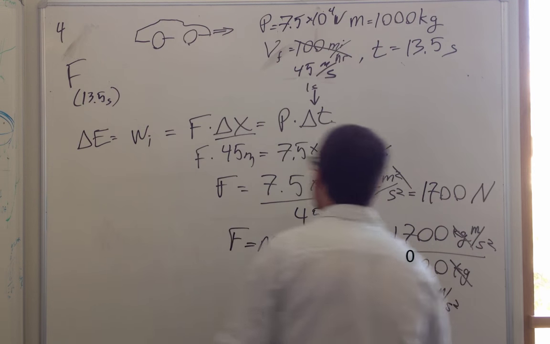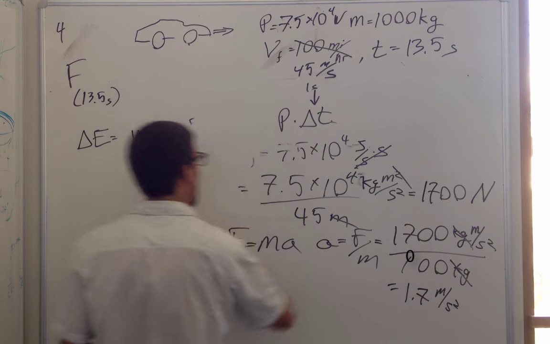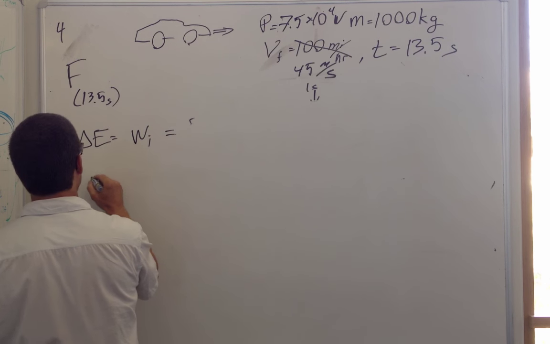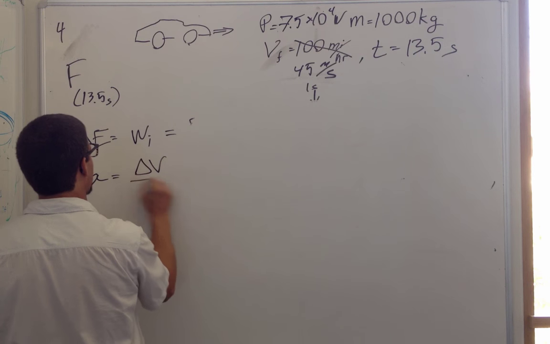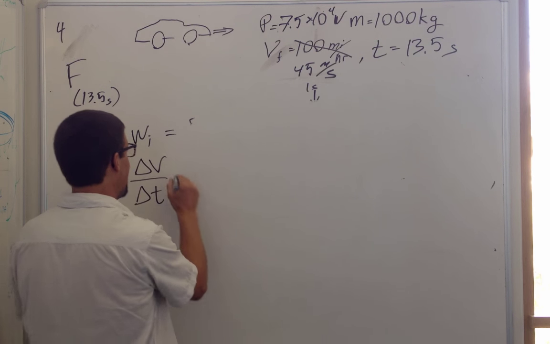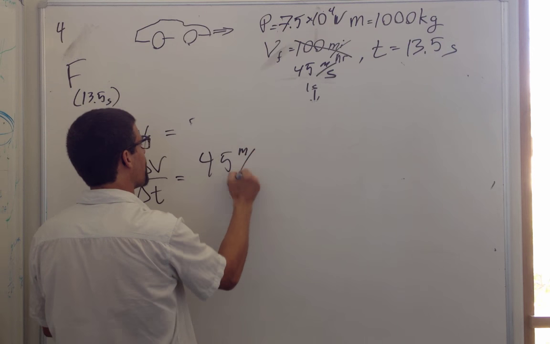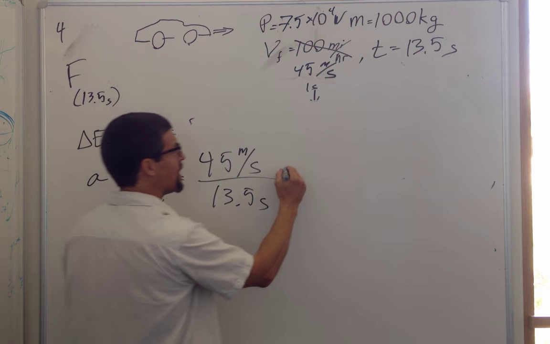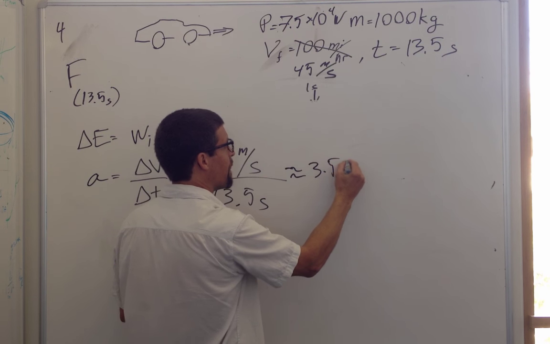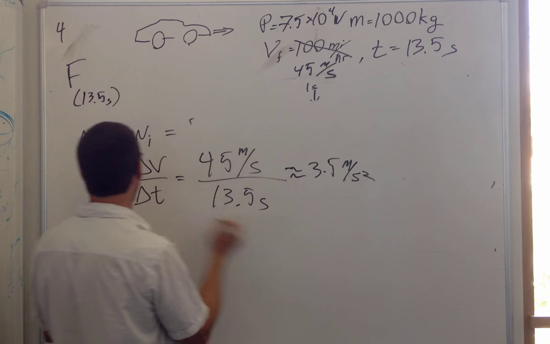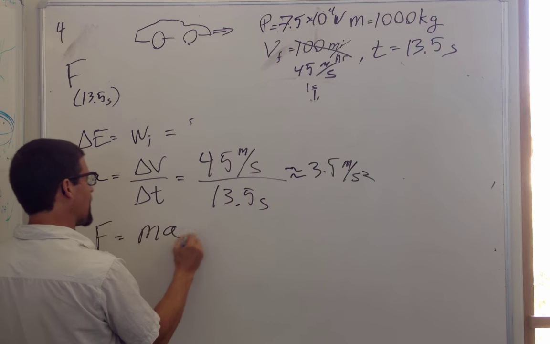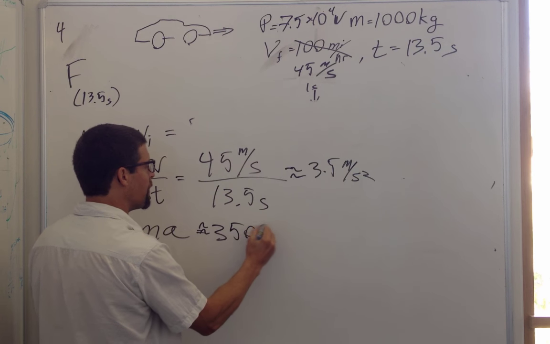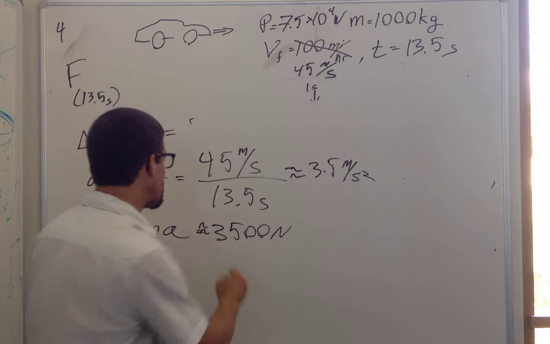And then you say, but Pete, we didn't do the other analysis. How about I just use kinematics, because I know that acceleration is change in velocity over change in time, right? And that's just 45 meters per second divided by 13.5 seconds, yielding, I don't know, what, 3.5 meters per second squared. And then I take the force, which is mass times acceleration, and I end up with, you know, on the order of 3,500 newtons. Why isn't this right?